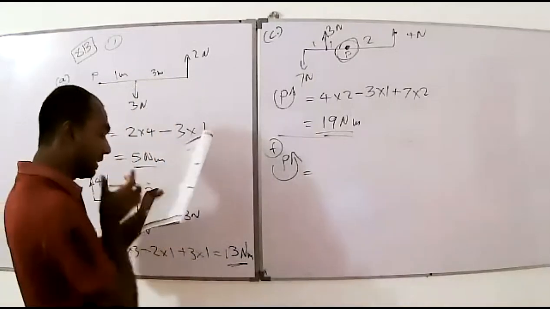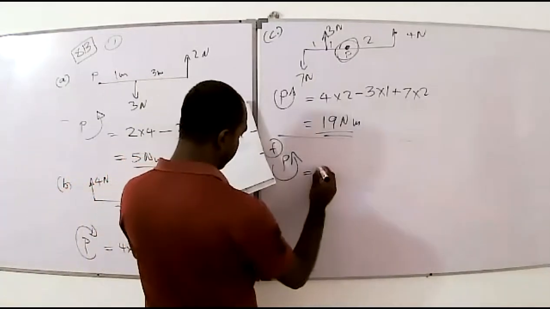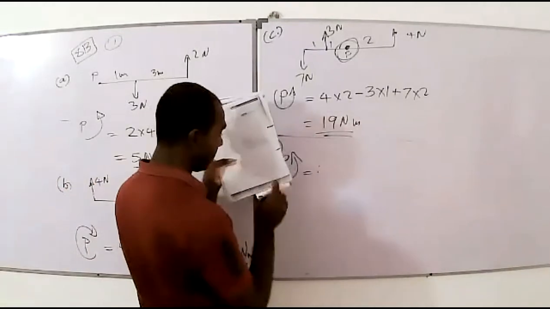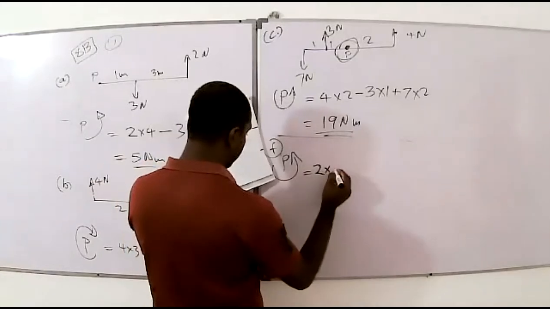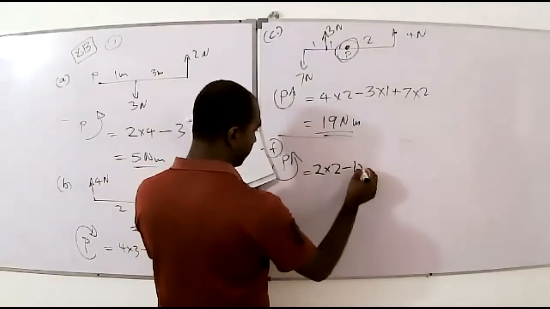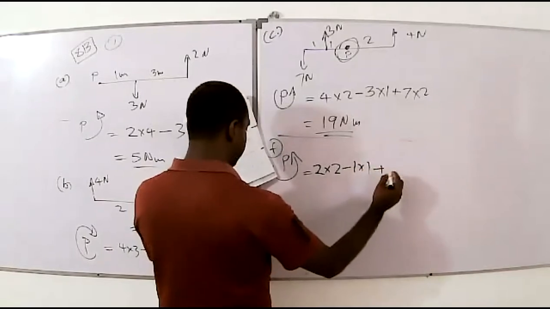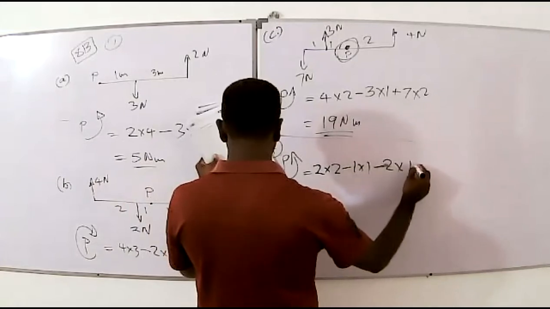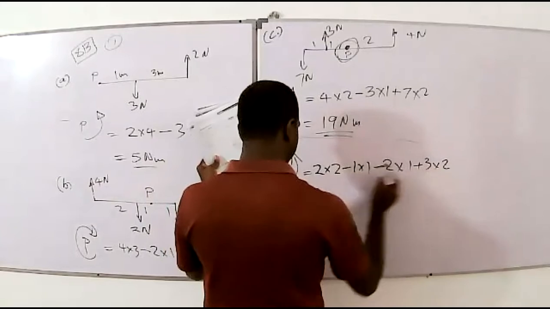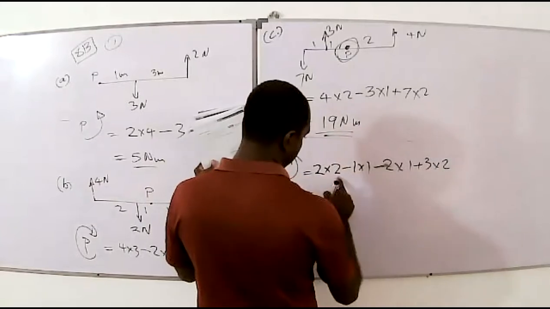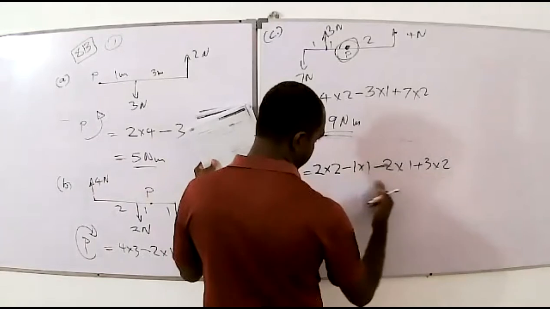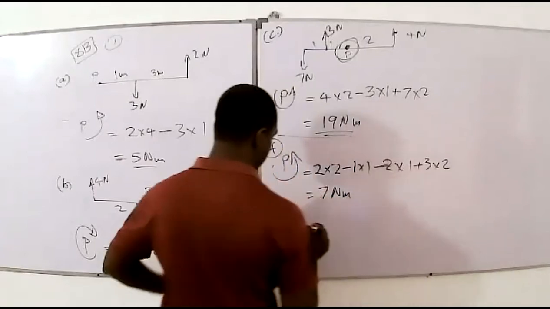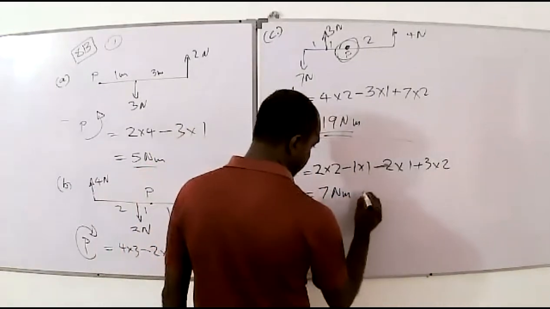So I have this 1 Newton here, it is negative, so I'm going from the left hand to right. So 2 Newton is positive, 2 into 2 minus 1 into 1. This again 2 is minus. So this minus 2 into 1 plus 3 into, so it's going to be 4 and 6, 10, 10 minus 3, 7. So 7 Newton meters. You can write 7 Newton meters anti-clockwise.